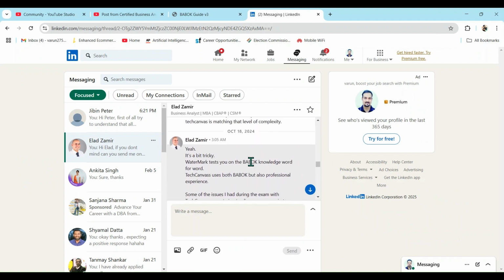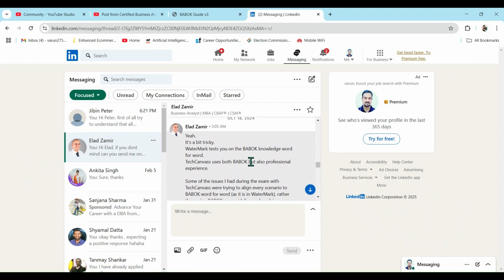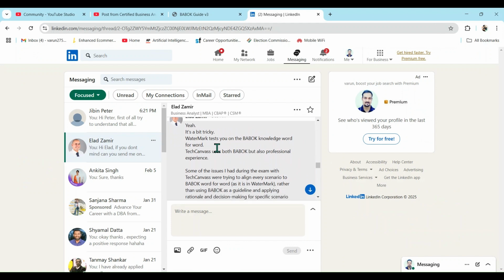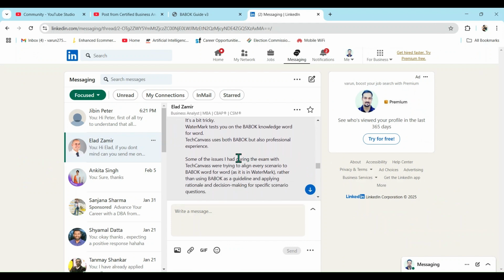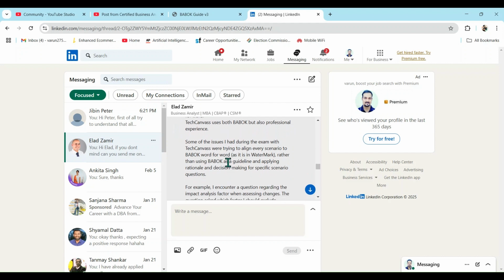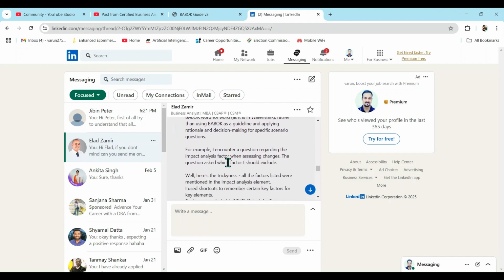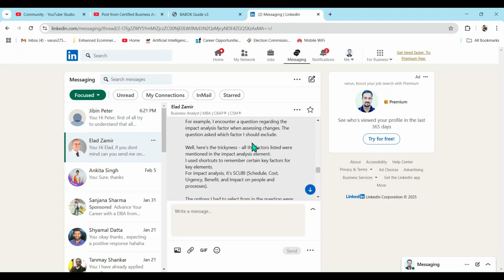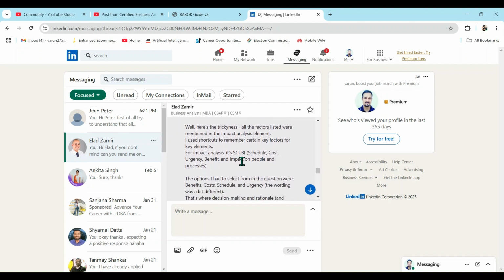So here Elad asked, it's a bit tricky. Watermark tests you on BABOK knowledge, Tech Canvas uses BABOK but professional experience. Some of the issues I had were during questions regarding the impact analysis factors when assessing changes. The question asked which factor I should exclude.